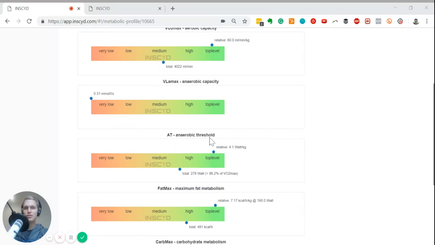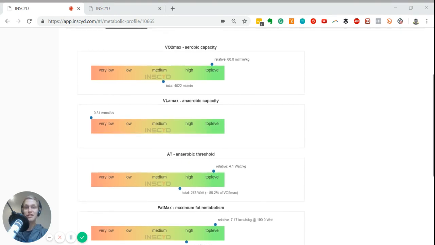Now, the anaerobic threshold, or functional threshold power, FTP, if you want to call it that, is almost exclusively determined by the interplay of VO2 max and VLA max. Something like 97.5% of your FTP is decided by your VLA max and your VO2 max. So when it comes to improving your FTP and your anaerobic threshold, what you need to look at is your VO2 max and your VLA max.